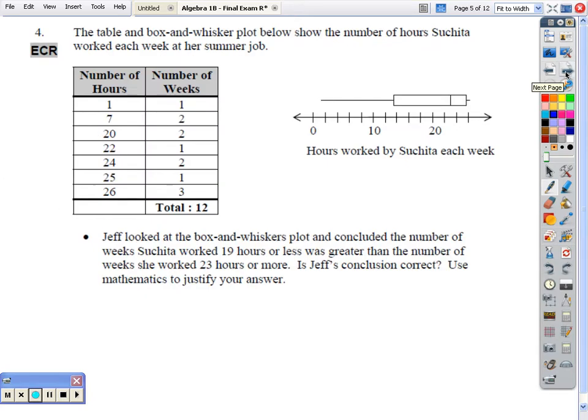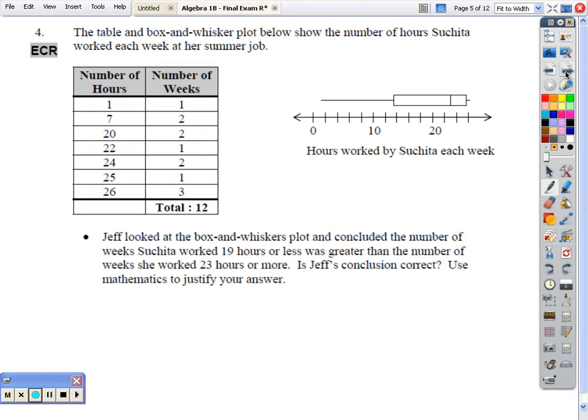Let's talk about number 4. The table and box and whisker plot show the number of hours Suchita worked each week at her summer job. Jeff looked at the box and whisker plot and concluded the number of weeks Suchita worked 19 hours or less was greater than the number of weeks she worked 23 hours or more. Is Jeff's conclusion correct? Use mathematics to justify your answer.